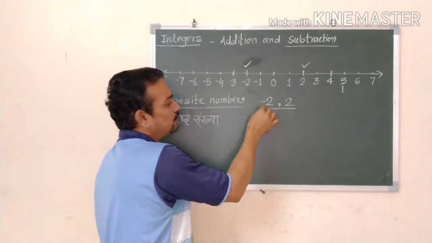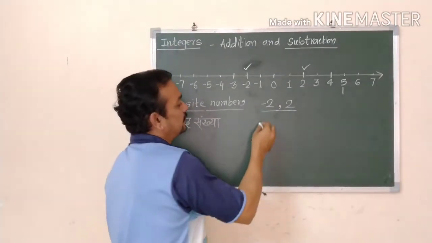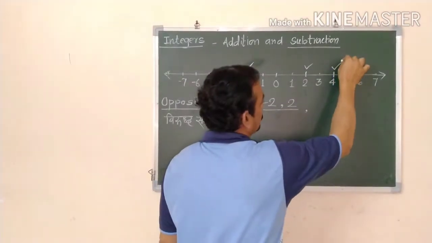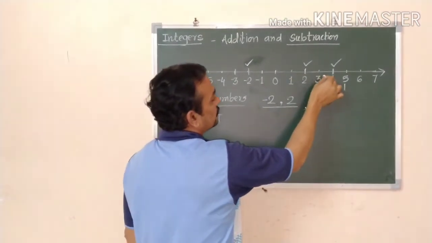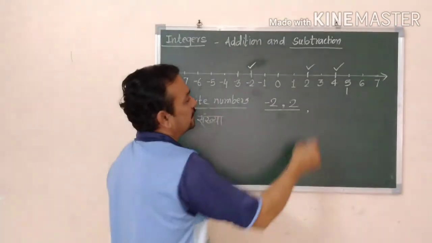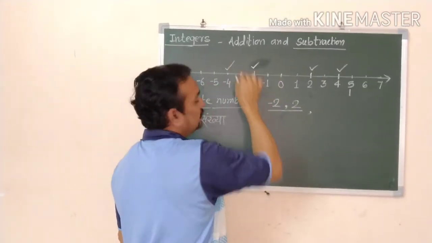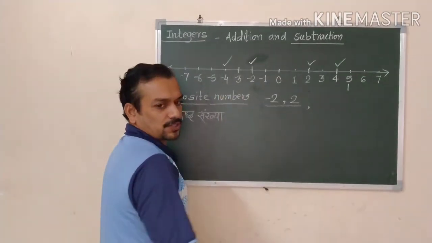That means negative 2 and positive 2, these two numbers are opposite numbers. The next one, look at here. If I take positive 4, positive 4 is 4 units towards the right side of 0. That means 1, 2, 3 and 4 units. And negative 4 is also 1, 2, 3 and 4 units from 0.